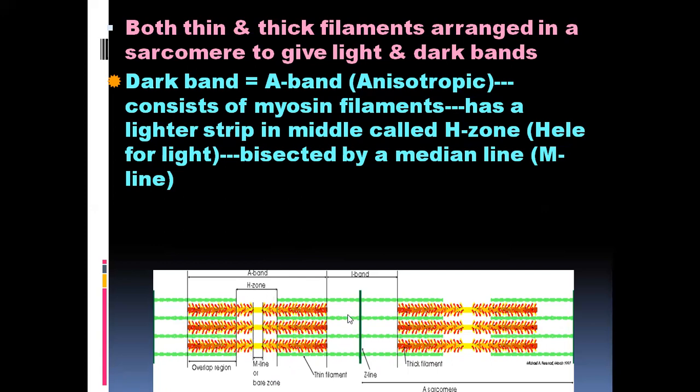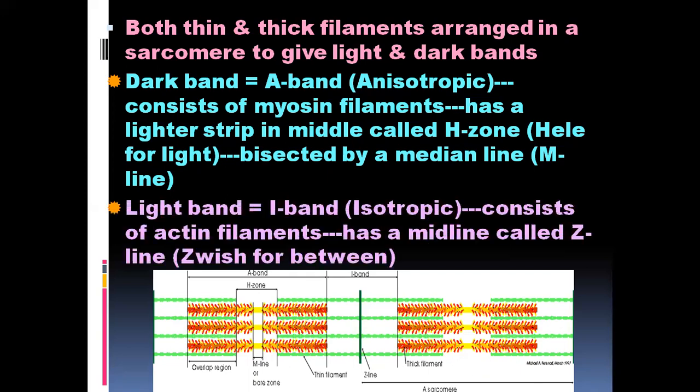This is the A band, and the A band has the actin filaments around it. Now, this is the I band. In the center of the I band, we have the line of Zwischen, the Z line. The distance between one Z line and the next Z line is called the sarcomere, and the sarcomere is the contractile unit of the muscle.